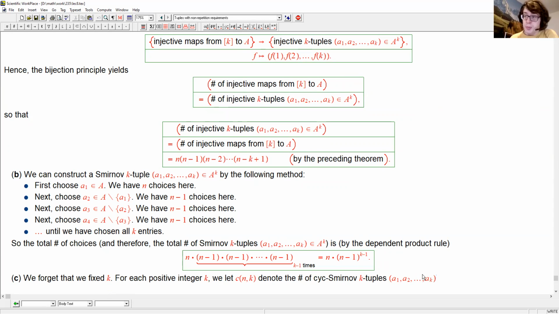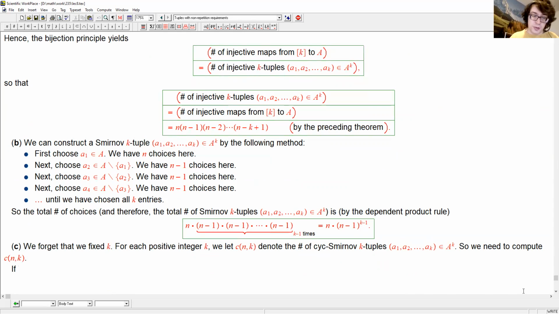Combinatorialists like to denote tuples as words. It's just a synonym for tuple. I don't know why, but since I'm working in that field, I often misspeak. So the number of 6-Smirnov k-tuples, we just give it a name. So we need to compute C(n,k).